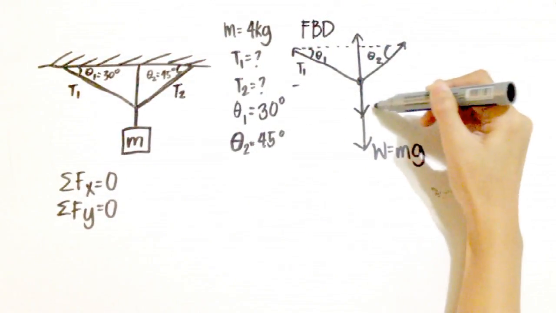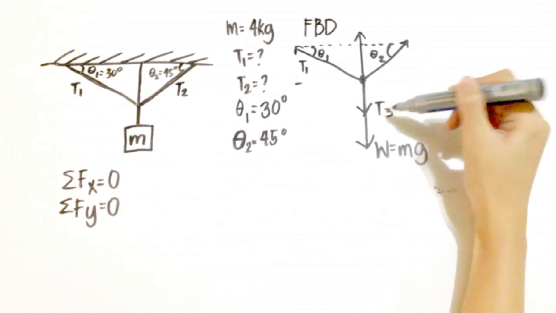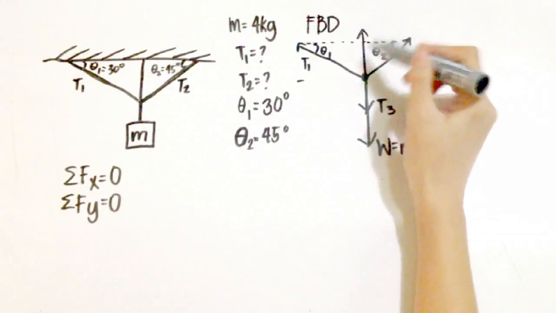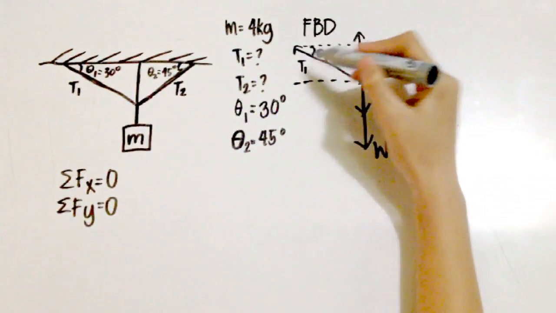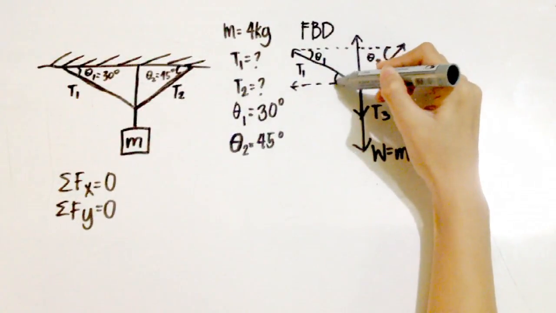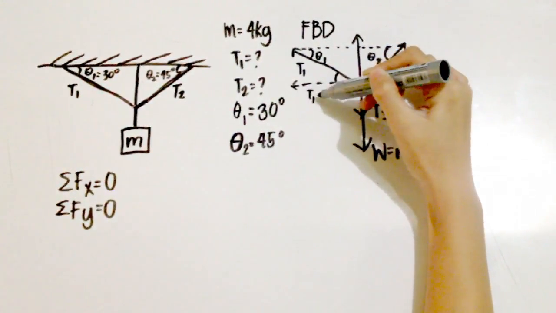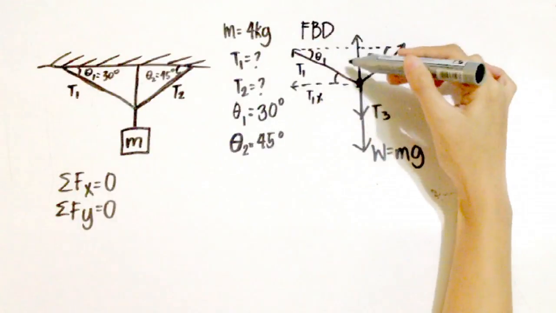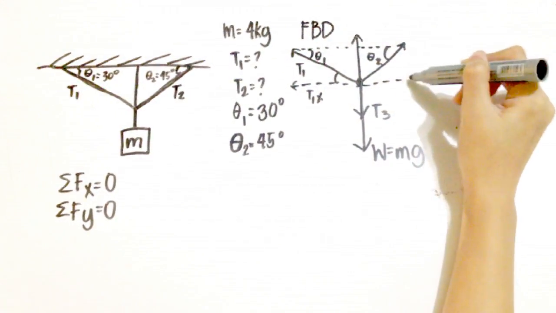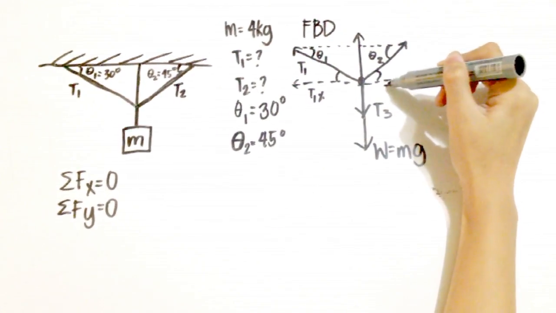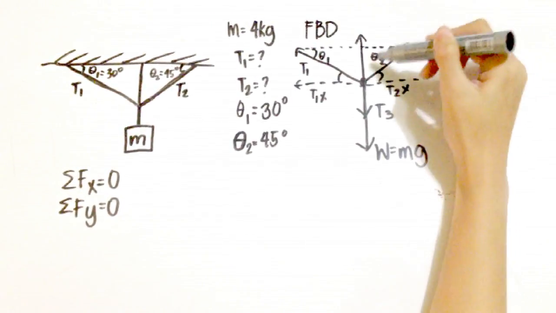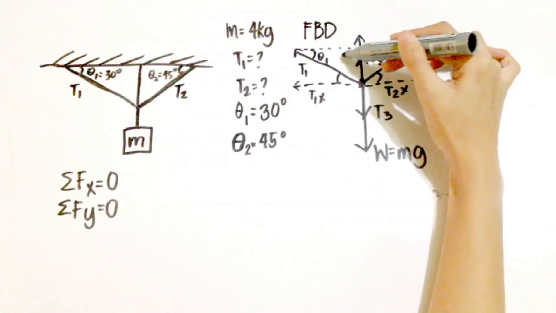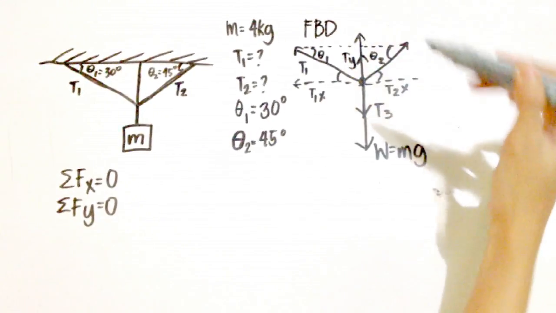Then this is tension 1 on the x direction. Notice that this angle theta is equal to 30 degrees and this angle theta must be 30 degrees as well because alternate interior angles are equal. Then we have t1 times cosine theta 1. Then it's just the same as t2. This angle must be 45 degrees as well, since they are alternate interior angles. This leads to t2 times cosine theta 2. So let's proceed on the equation.